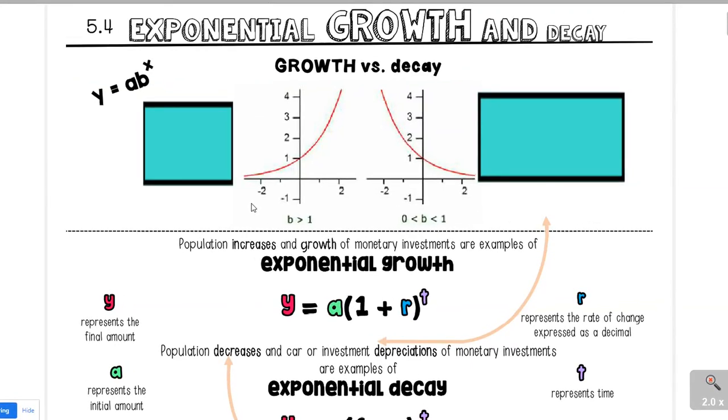Today we're going to be looking at exponential growth and decay. So when we were looking at exponential functions, we had the equation y equals a times b to the x. And we would get a graph that looks like this. So this first graph here, this is a growth. And it's growth because if you think of it, it is increasing.